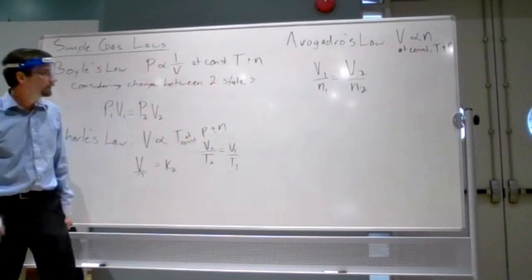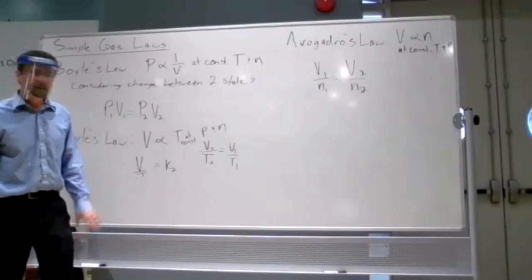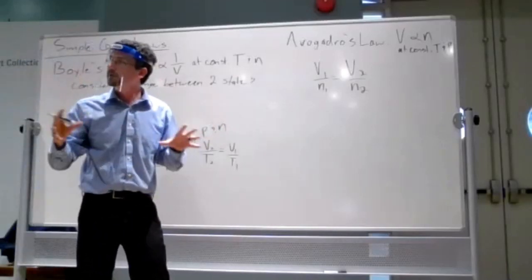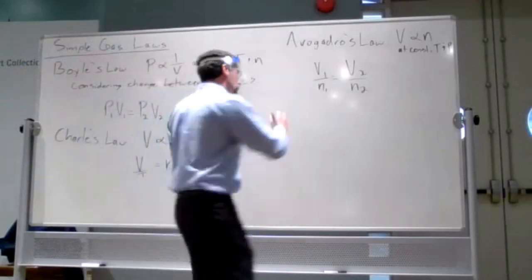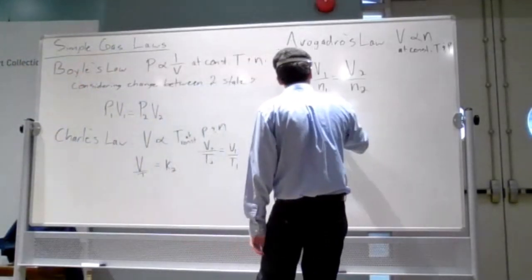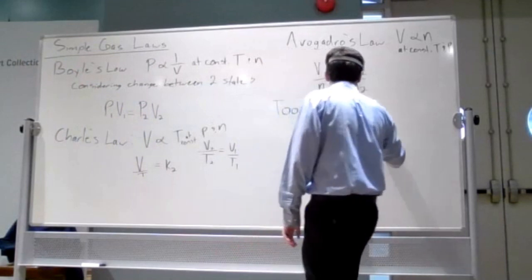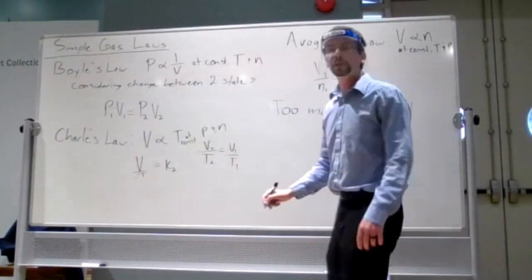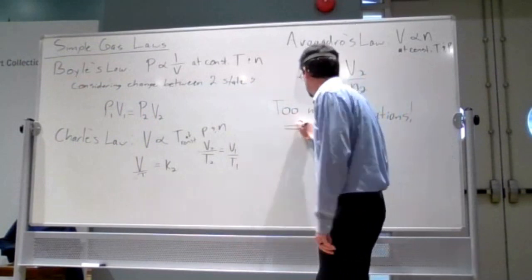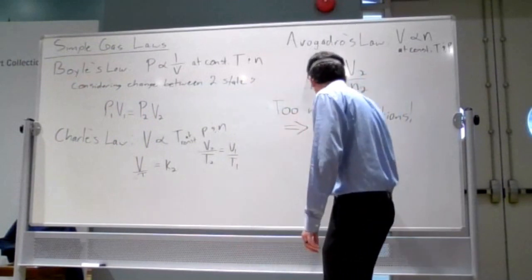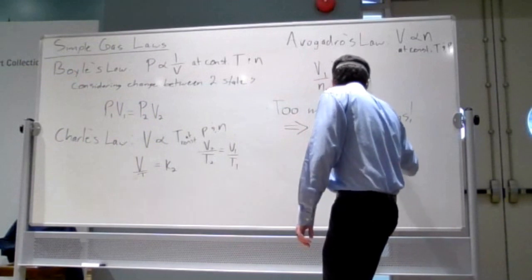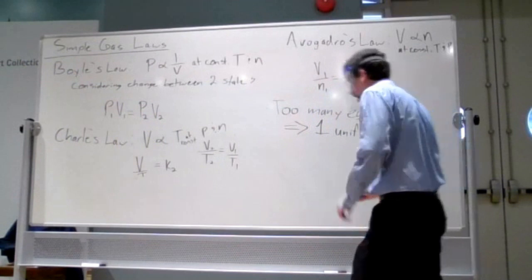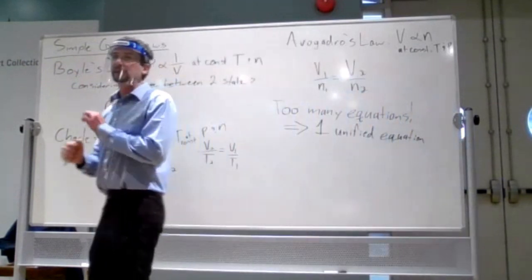It's not good. What we're going to do next time is we're going to unify all these laws into one grand ideal equation. So too many laws, too many equations. I want to get to one unified law, or one unified equation. And that's what we're going to do next time. Okay?